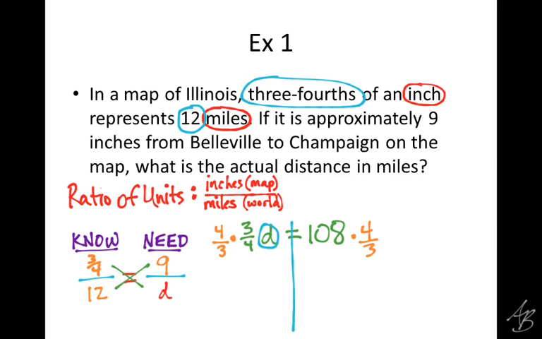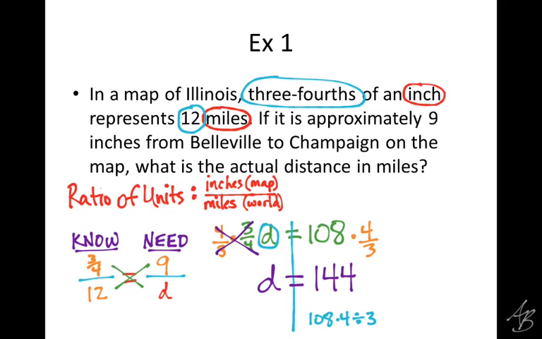All right, so on the left side, those 4/3 cancel each other out, and that leaves D, the distance that we're looking for. And then on the right side, we have 108 times 4/3. So to multiply a whole number times a fraction, we take the whole number times the numerator, 108 times 4, and then we divide by the denominator. So it's going to be 108 times 4 divided by 3, and that's going to give us what? 144. Now we're not quite done.